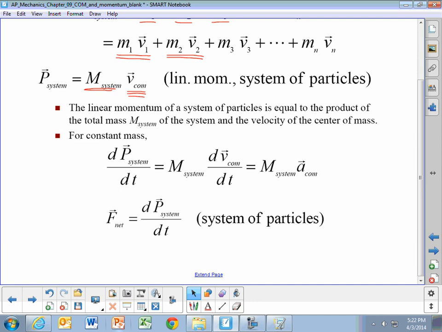Again, for a constant mass, the rate of change of the total momentum of the system will equal the mass of the system times the acceleration of the center of mass of the system, or the net external force on the system will equal the rate of change of the momentum of the system. This is going to bring us to the idea of conservation of momentum in the next chapter.